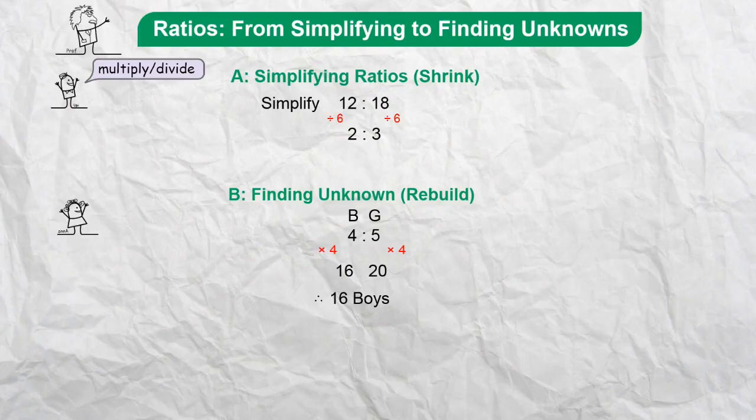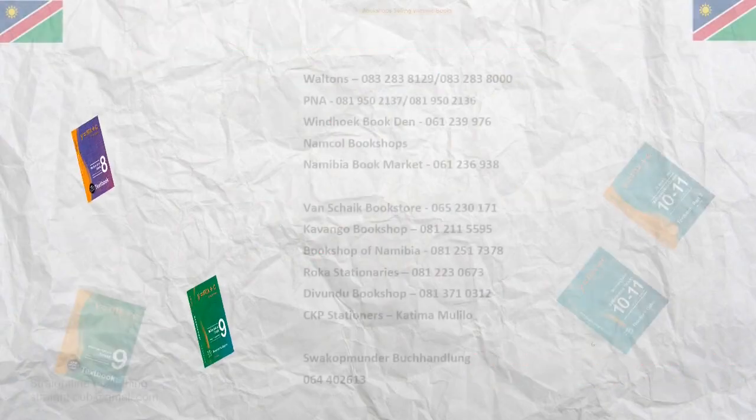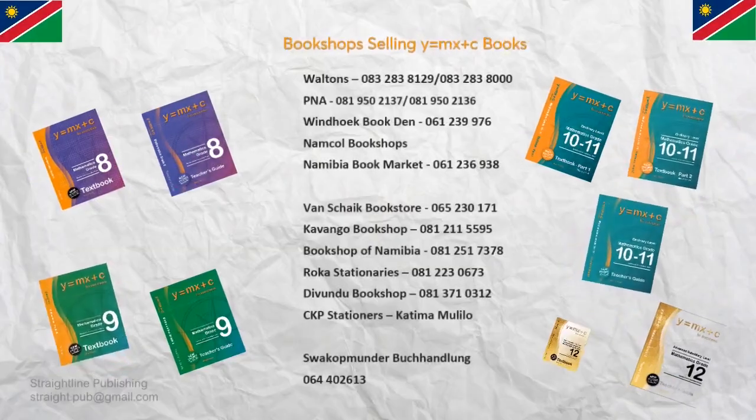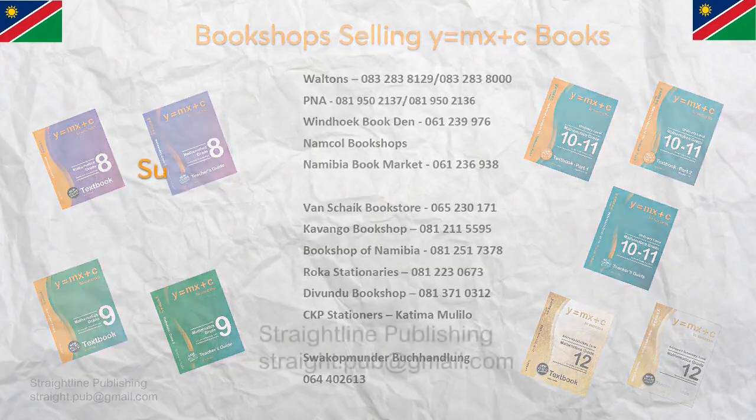Key idea? Ratios scale up or down. Exactly. Simplify down, solve up. No more slips with math, short clips. Y equals mx plus c, straight line.